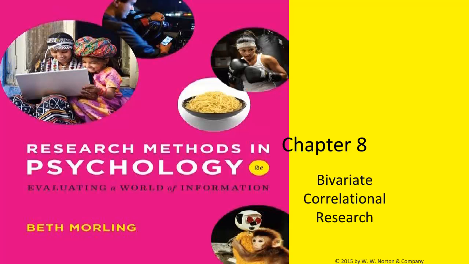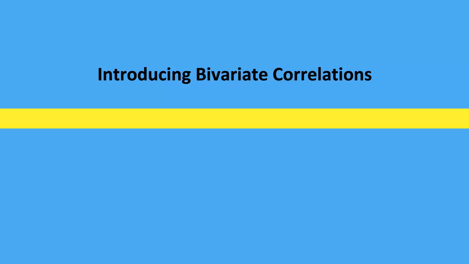In this video, I'll be discussing Chapter 8. I'll talk about bivariate correlations. So just a brief overview. Bivariate just means two variables. If you're not familiar with what a variable is, you'll want to review, I believe, Chapter 3 of your textbook, or you can go back to those lectures. So bivariate, two variables, and then a correlation just looks at the relationship between those variables.